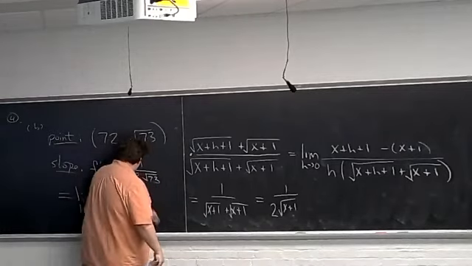We have a point and the slope, so we can find an equation for the tangent line. I'll write it down here. Y minus the y value equals the slope times x minus the x value, x minus 72. Any questions about 4?